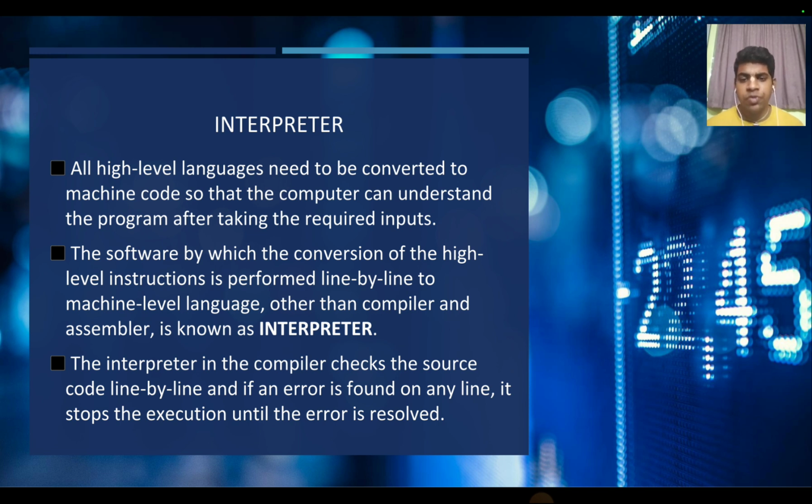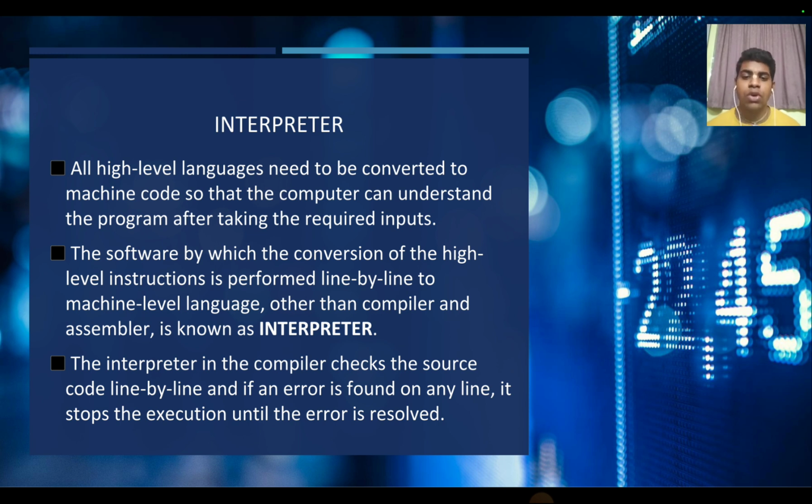The software by which the conversion of the high-level instructions is performed line by line to machine-level language, other than compiler and assembler, is known as interpreter. So the task that is being done here by the interpreter is also done by compiler and assembler, but there is a difference, and the difference is mentioned here.